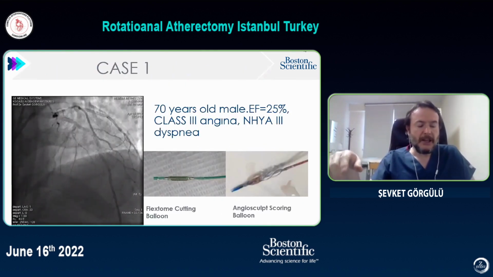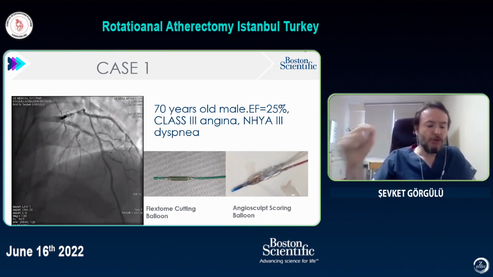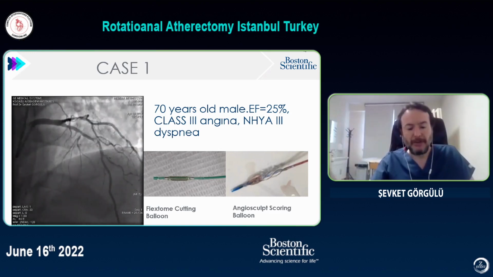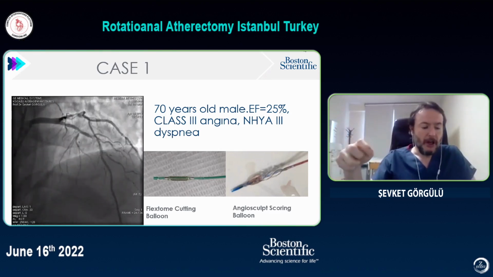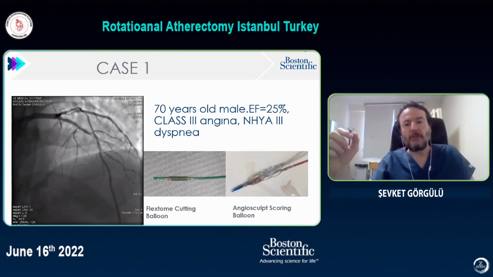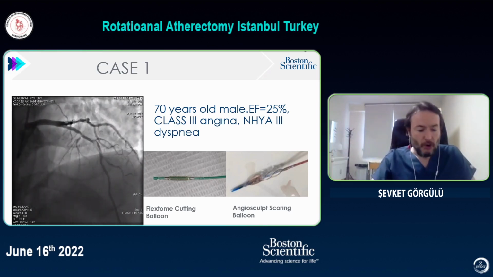This is the case. This case was done 5 years ago. Even then, I used to do RotaCut, of course, with the old machine and FlexStorm instead of RotaPro and Wolverine balloon. Like in this case, achieving luminal gain in nodular calcification is only possible through debulking with rota.